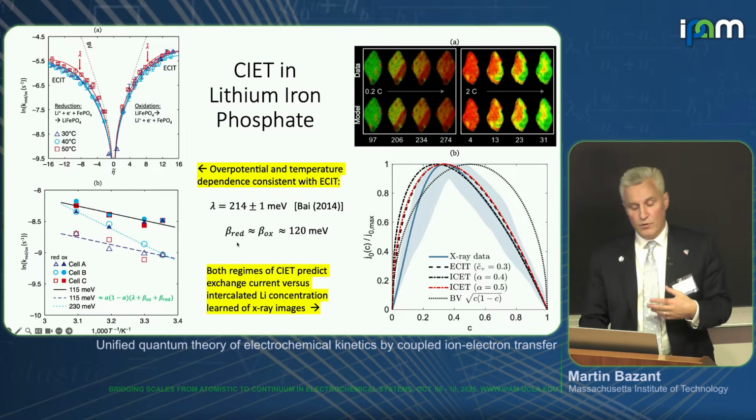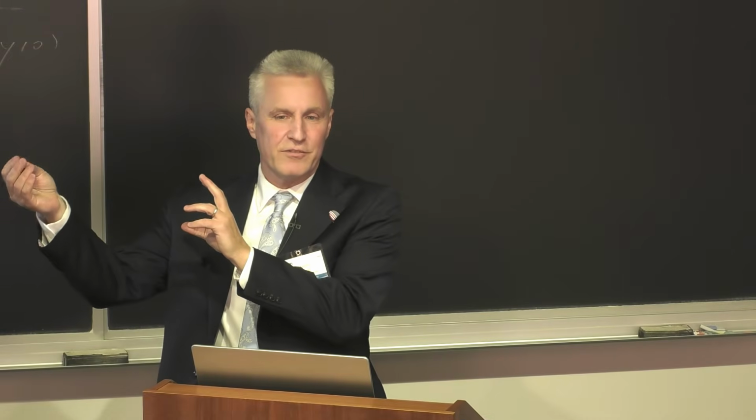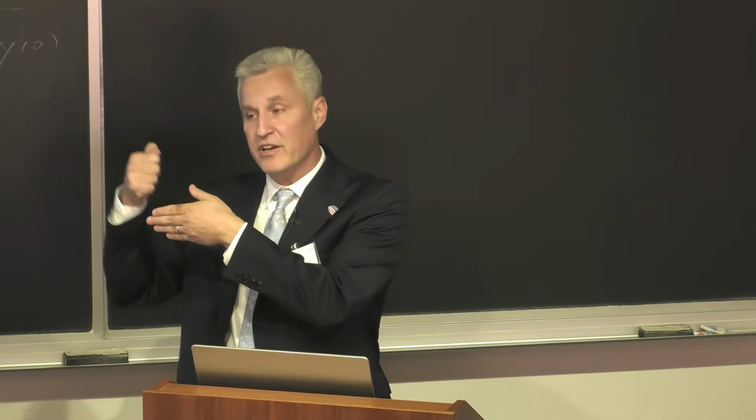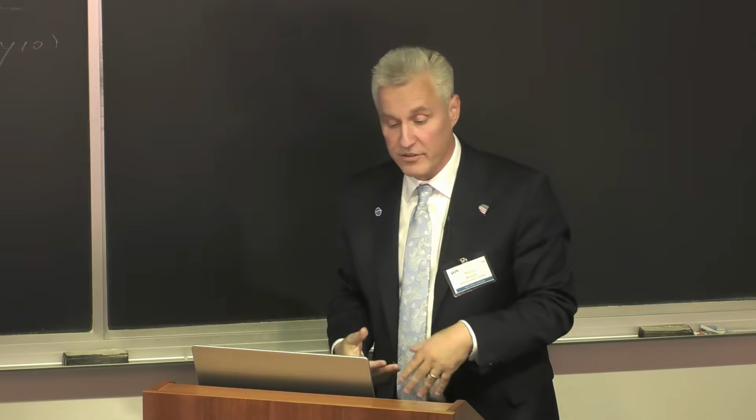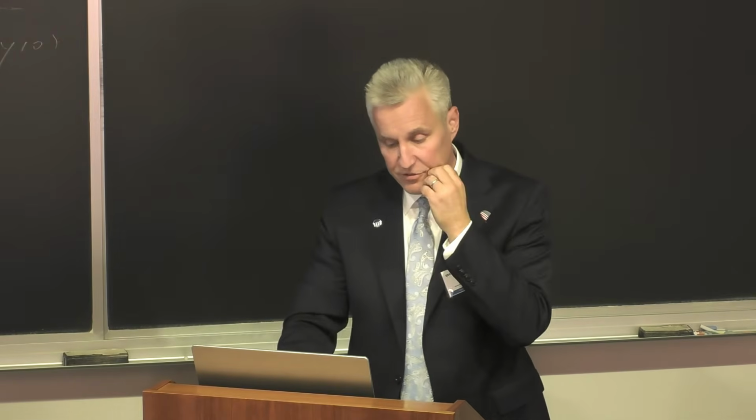And so now we understand what was missing is that part of the barrier is actually from ion transfer. It's not a pure electron transfer process. The ion also has to be transferred, and it's the ion transfer energy that was missing, actually, which we infer here to be about, in this case, 120 millielectron volts.